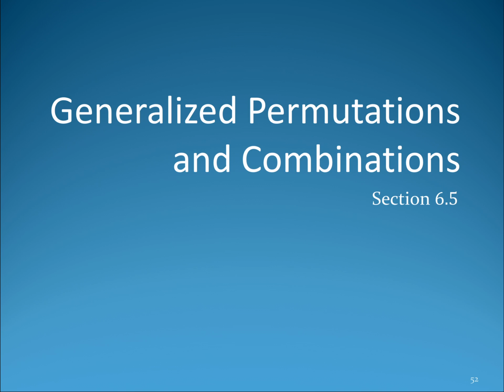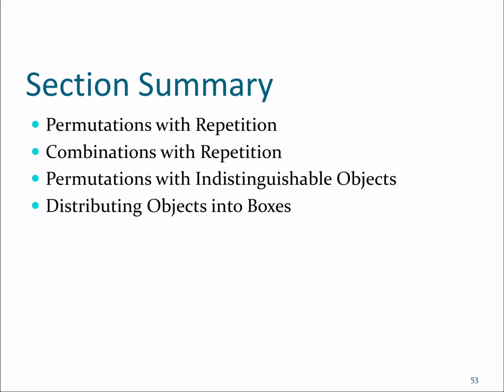Permutations and combinations can also have generalized situations. Here we can look at some cases where repetition is allowed. That means there can be repeated items inside a set. So how do we calculate their permutations and combinations?